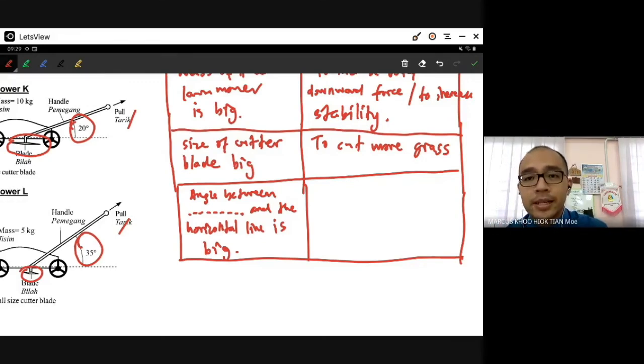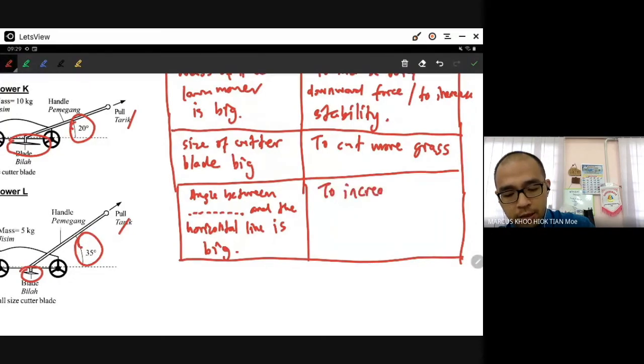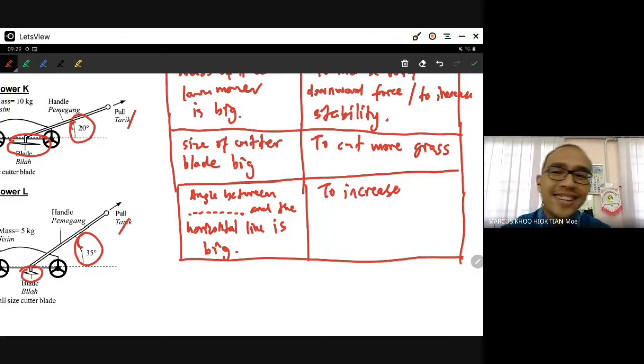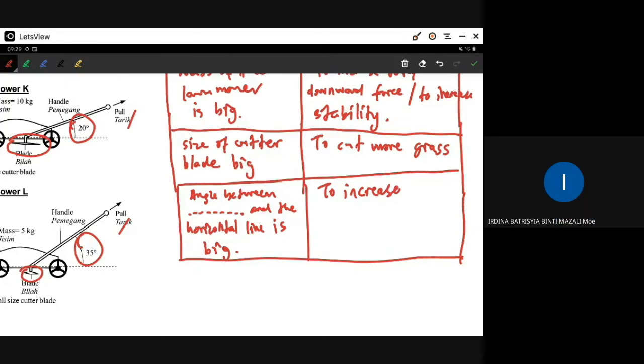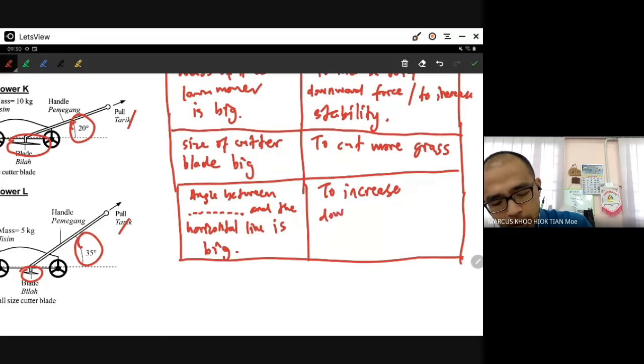Because why? Let's draw it back to physics. Why is it easier to push if the angle is a lot bigger? Not too big, but big enough. What do we want to increase? Anybody? To increase the downward force. Okay, very good. Because when you increase the downward force, then it will be easier to push.